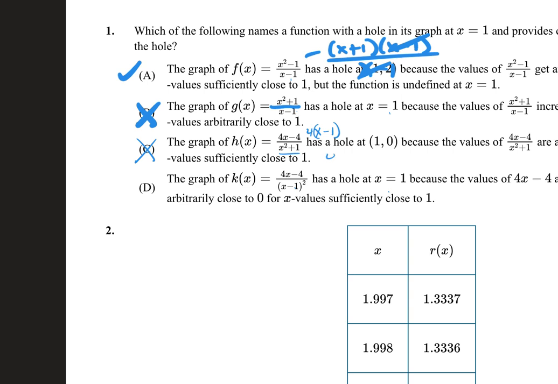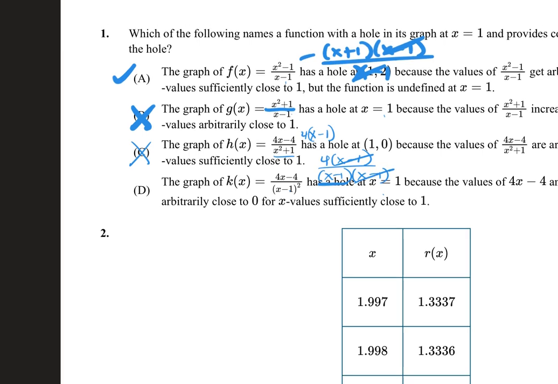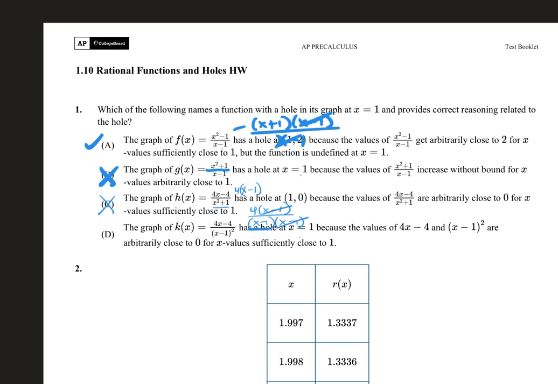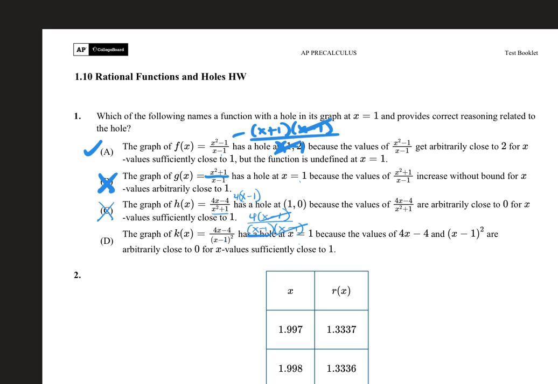And then the last one, if I take out the 4, I have x minus 1 and x minus 1. It cancels through one of them, but the other one's still there, which means it's a vertical asymptote and not a hole. So even all the rest of that explanation I didn't need because A was the only option, but let's look at the rest of the explanation. It says, because the values get arbitrarily close to 2, for x values sufficiently close to 1, but the function's undefined at 1. That 2 would come from plugging the hole back in.